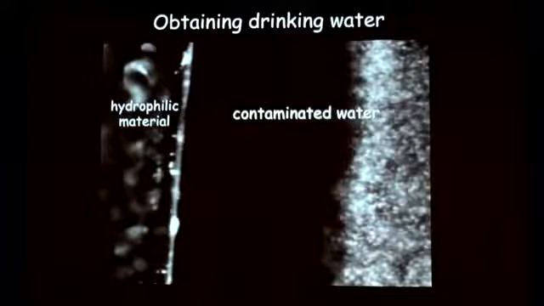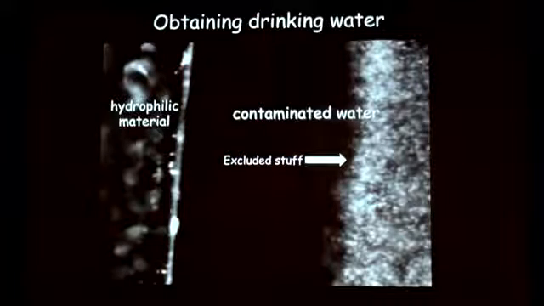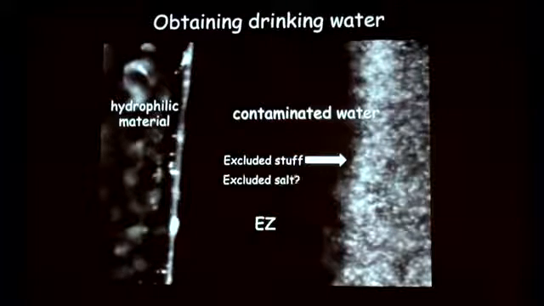And finally, obtaining drinking water. If you have a hydrophilic material and you put contaminated water next to it, that is water that's got junk in it, the bacteria, colloidal particles, whatever, all the stuff gets excluded. And the exclusion zone is pretty big, this EZ. And so if you could collect this EZ water, that should be free of contaminants.